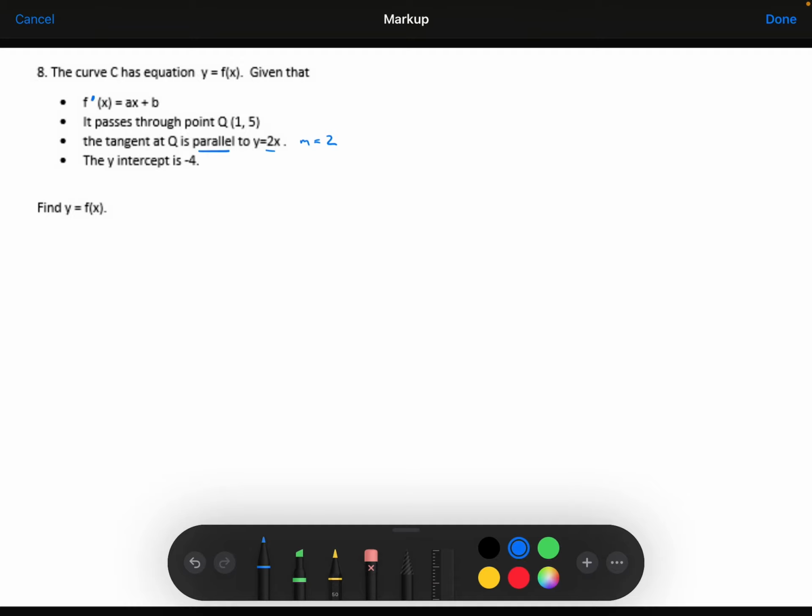So let's use the fact that we know that the gradient is 2 at Q, so when x is 1. So I know my gradient function, f dash, is ax plus b. And I know that that's going to equal 2 when x is 1. The gradient is 2 when x is 1. A times 1 is a. So I know that a and b add up to be 2.